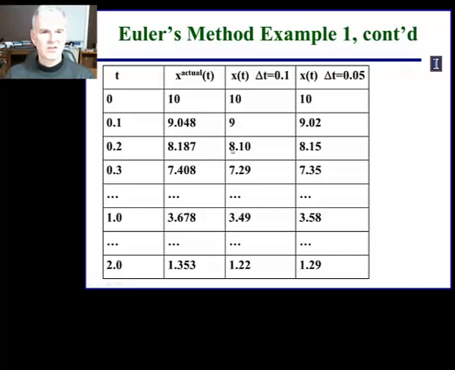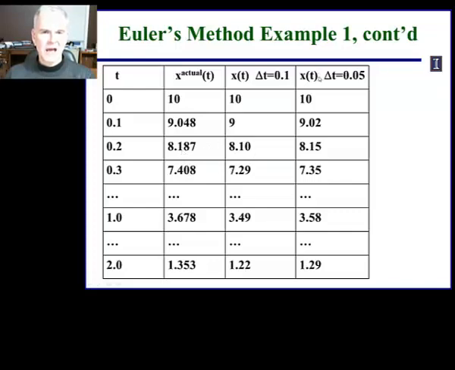You can see this is just 9 minus now 0.1 times 9, and so on, and we're decaying down to 0. You can see that we're fairly close here, but we do have a little bit of error.